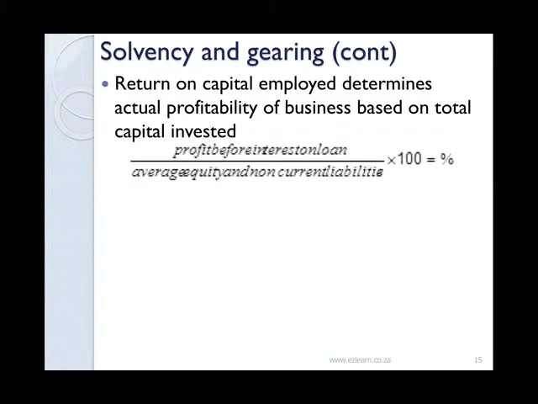We then need to compare this to our average equity and non-current liabilities or loans. In other words, our average capital employed by the business. In simple terms, the total amount of money that has been invested, regardless of whether it came from the owner or was borrowed.